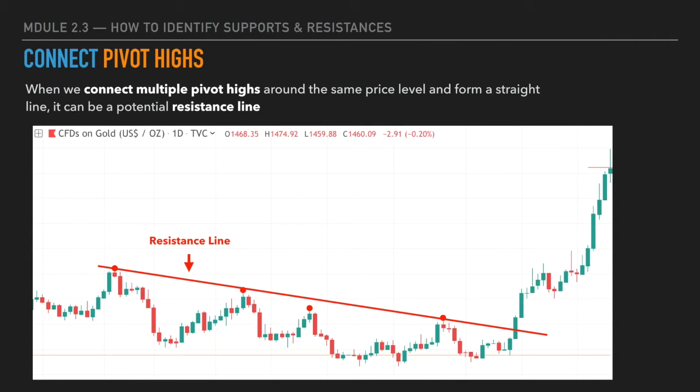And connecting multiple pivot highs or swing highs together is a common way to help us find a potential resistance line in the market structure. Similar to the support line, a resistance line can also help traders identify great breakout trade setups. If you don't understand what a breakout is, it's totally fine. In Module 3, I will share with you more details on how exactly you can trade breakouts.